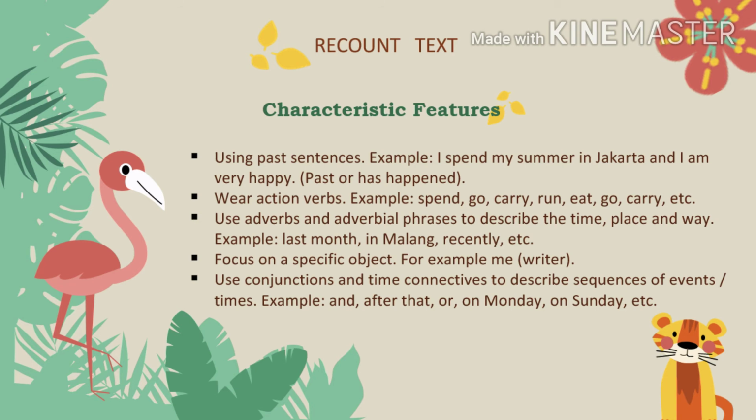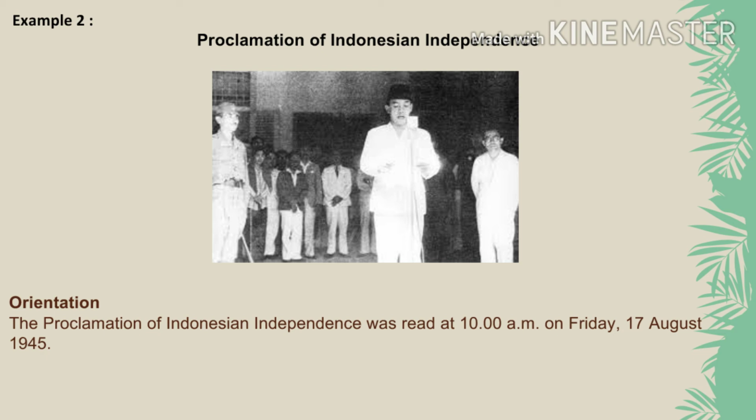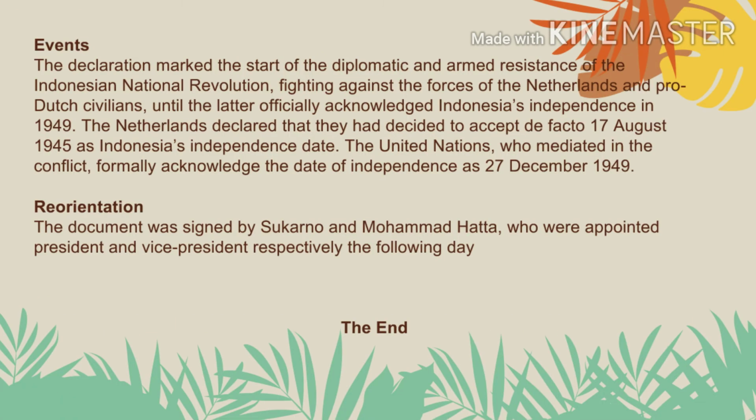4. Focus on a specific object. For example, me, or the writer. 5. Use conjunction and time connective to describe sequence of events or times. Example, and, after that, on Monday, on Sunday. Okay, here is an example of recount text. The date of the event that occurred is very clear and it tells of an event that really happened in the past, namely the proclamation of Indonesian independence.